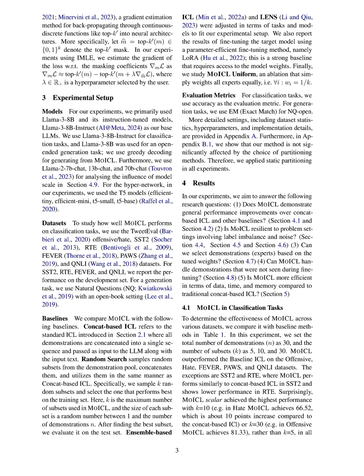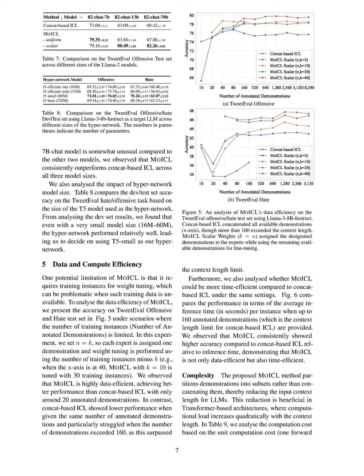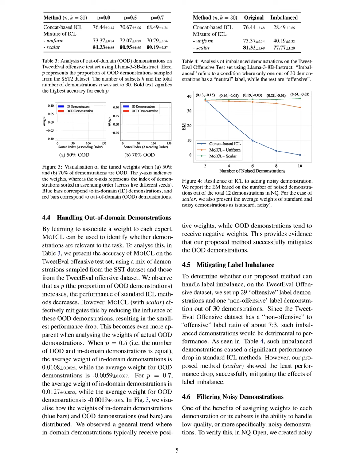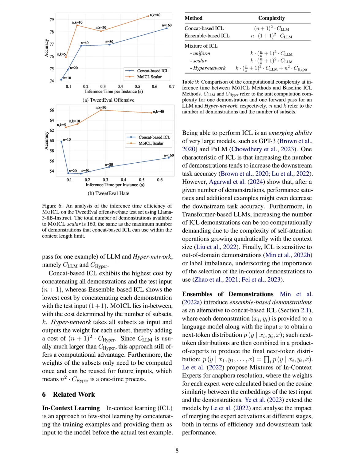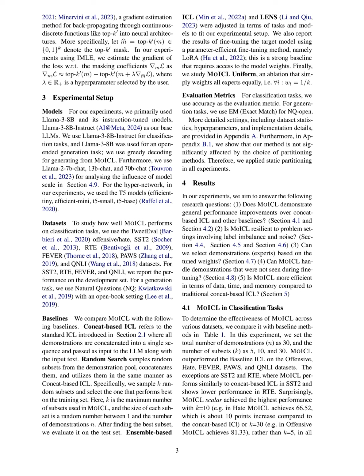MoICL demonstrated superior performance across various datasets, notably achieving significant accuracy improvements compared to baseline methods. For instance, in the hate dataset, MoICL achieved an accuracy of 66.52 with K equals 10, which is approximately a 10-point increase over the concat-based ICL. In the offensive dataset, MoICL reached an accuracy of 81.33 with K equals 30. However, it performed similarly to concat-based ICL on the SST2 dataset and showed lower performance on the RTE dataset.